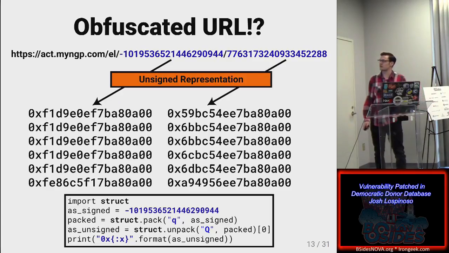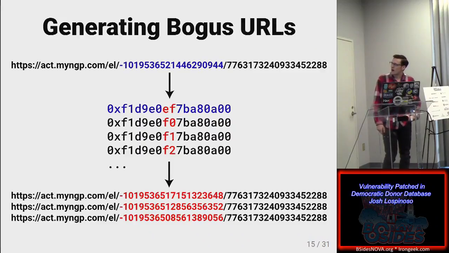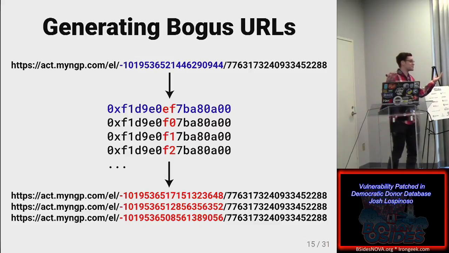Right. Okay, so where do we go from here? Some of you may have already figured what we're going to do. Well, if we looked at these numbers and we said, these really don't look like they have a lot of randomness to them, what happens if we just sort of increment some of the numbers here and there and see if we can get valid URLs out of them?